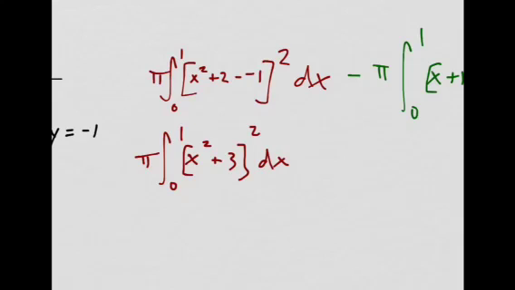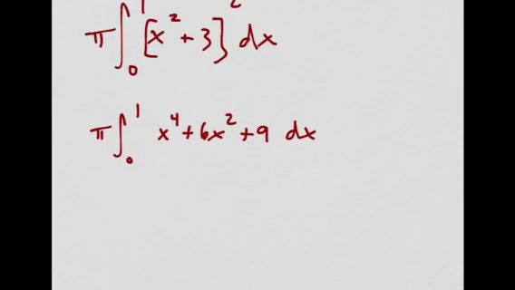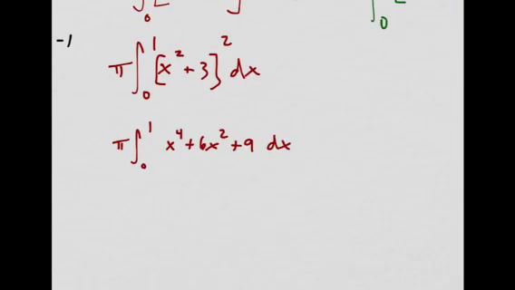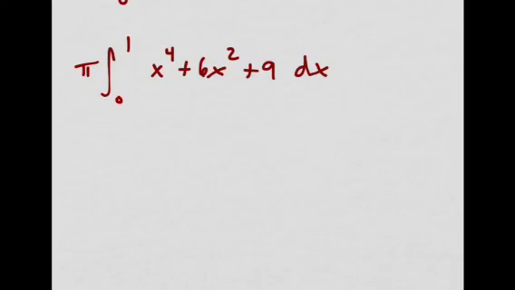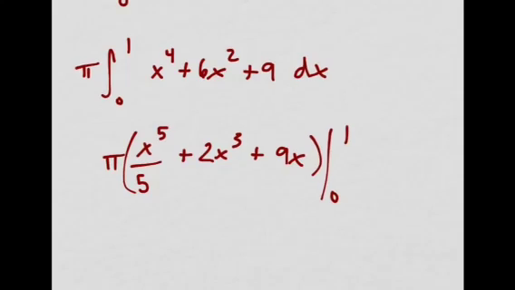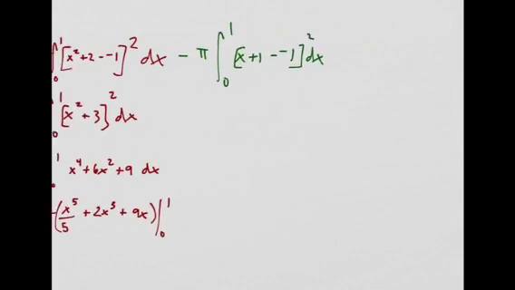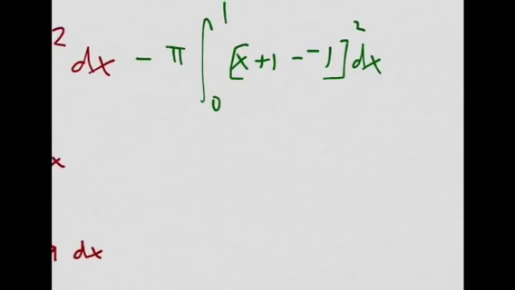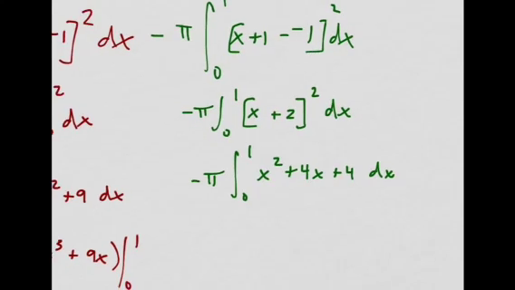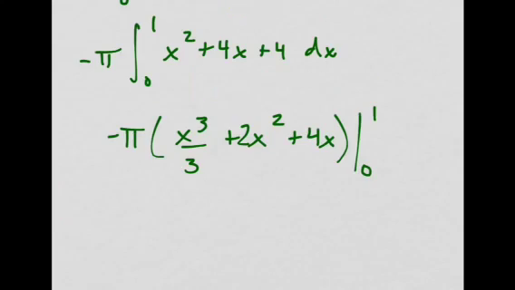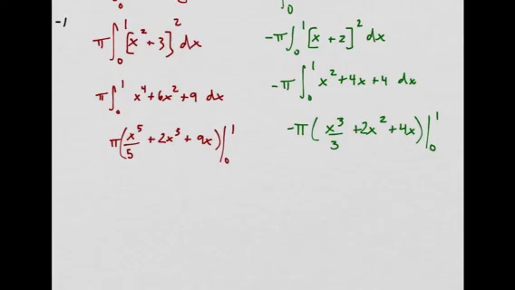So this becomes x squared plus 3 quantity squared, which if I FOIL it out, I get x to the 4th plus 6x squared plus 9. Then I take the antiderivative. And then I will do the same for the green: x plus 2 quantity squared, and then the integral from 0 to 1 with the pi outside, and it's minus. Then I take the antiderivative, and now I'm ready to evaluate.